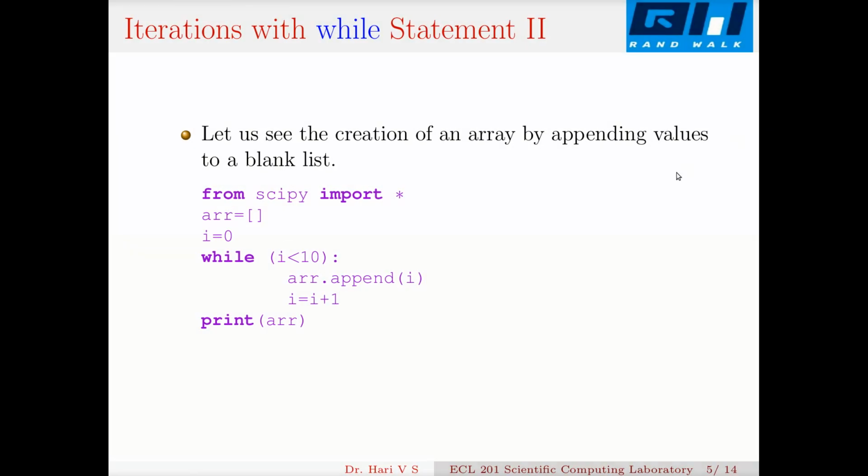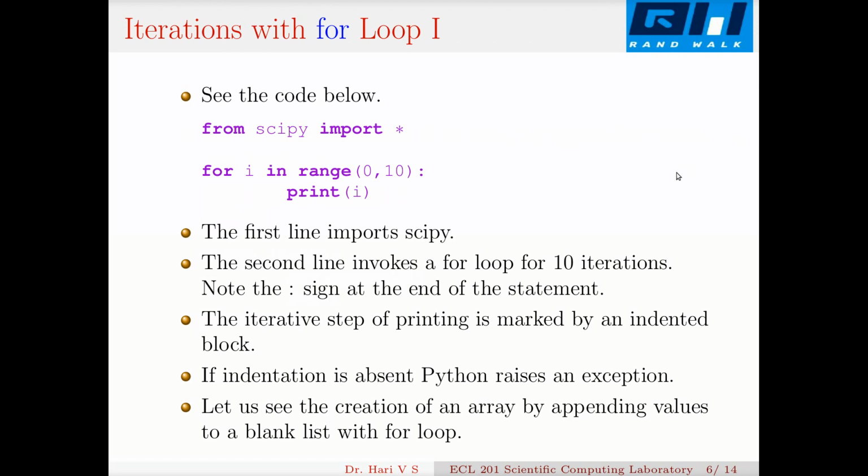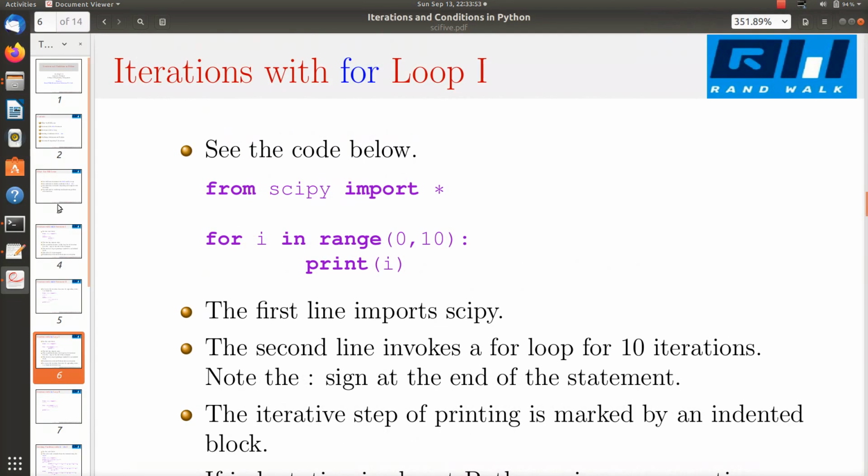Now another way of iterations is with a for loop. See this code that is from SciPy import star. That line imports all modules of SciPy. For i in range 0, 10, print i. Also note this colon and the indentation. Range is a function from SciPy. This is a vector of values from 0 to 9. And print i prints these values. Here also, whatever happens in the for loop comes as an indented block.